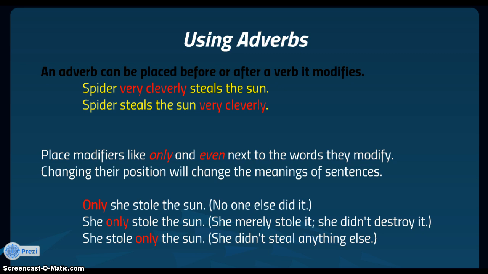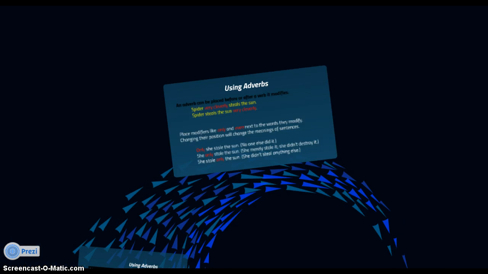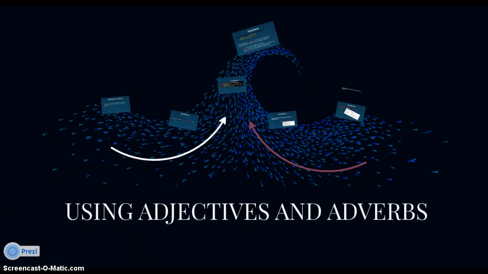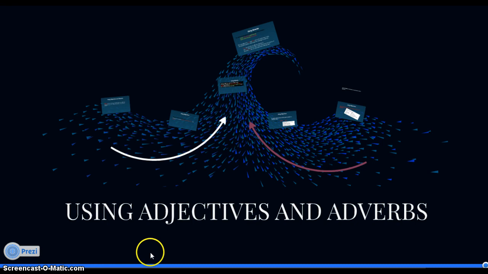So you can see when you have an adverb, a modifier like only, you need to be careful where you put it in the sentence, because it's going to change the meaning if you put it in a different place. So hopefully that gives you a little bit more information about using adjectives and adverbs in your writing. They're very useful words to have, and it's important to know how to use them properly.